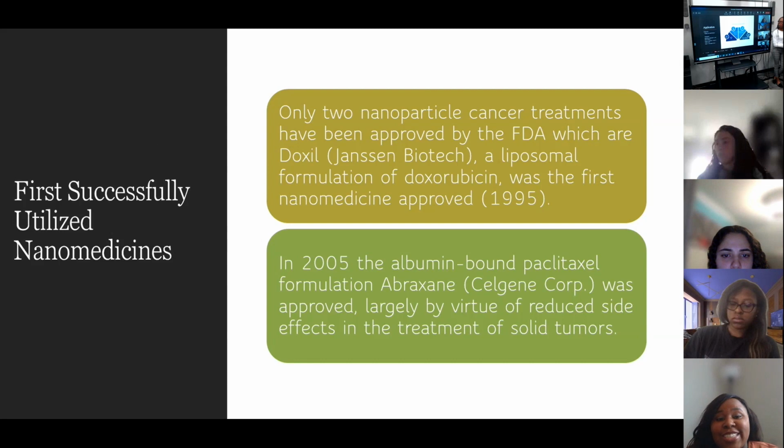And for the first successfully utilized nanomedicine, right now there have only been 2 that have been approved by the FDA. The first one was Doxil, a liposomal formulation of doxorubicin, and that was first approved in 1995. And in 2005, the albumin-bound paclitaxel formulation of Abraxane was approved, and that was largely by virtue of the reduced side effects in the treatment of solid tumors.